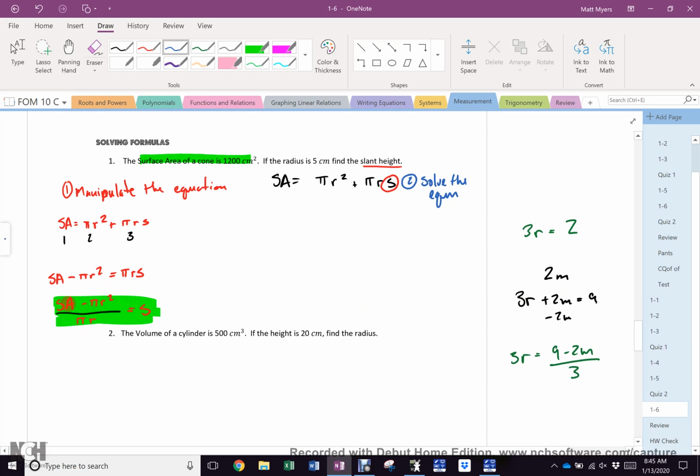Do we know the surface area? What is it? 1,200. Do we know the r? What is it? 5. So we would just solve it.